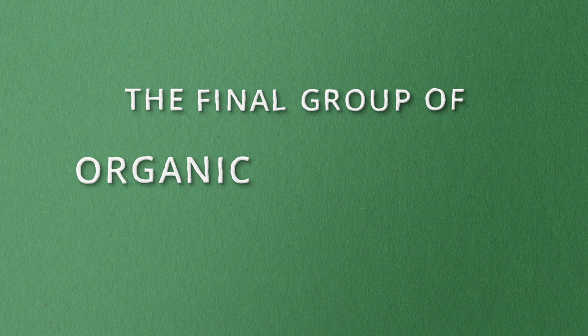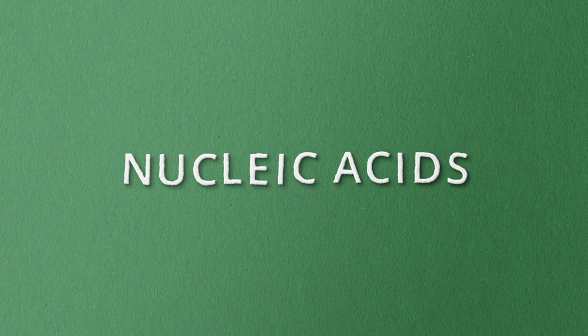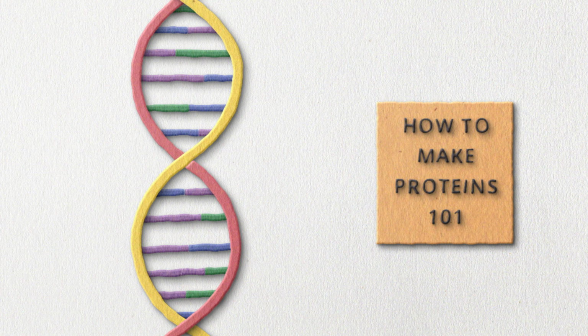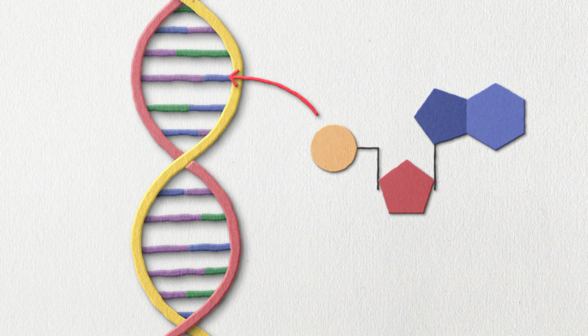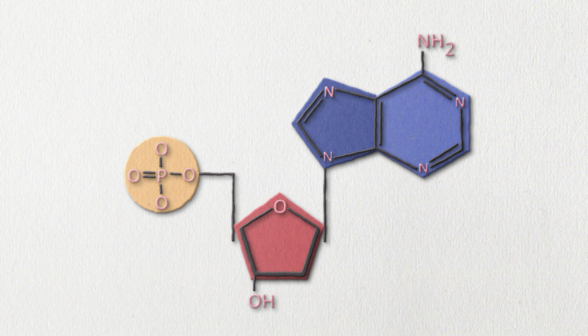The final group of organic molecules important to all life on Earth is the nucleic acids. Nucleic acids include DNA and RNA. Detailed instructions for building proteins are stored in nucleic acids. Nucleic acids are very large polymer chains made up of monomers called nucleotides. A nucleotide is composed of a sugar molecule and attached phosphate group, or PO4, and a nitrogen-containing, or nitrogenous, base.